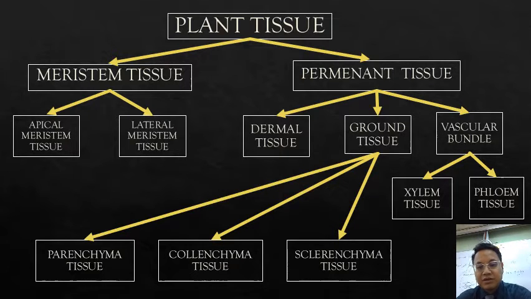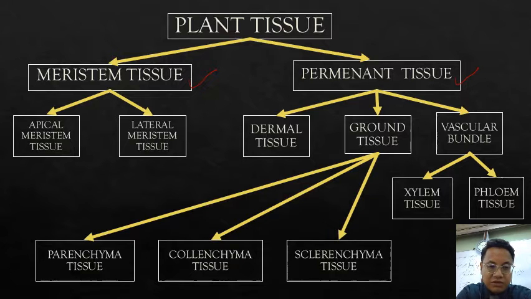Alright, before answering all these questions, let us look into the classification of plant tissue. In the previous lesson, we learned about classification of animal tissue. So we continue with plant tissue for today. Plant tissue is further divided into two types of tissue. The first one is meristem tissue. The second one is permanent tissue.